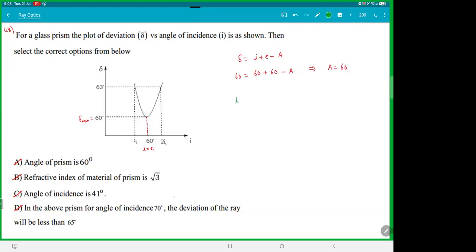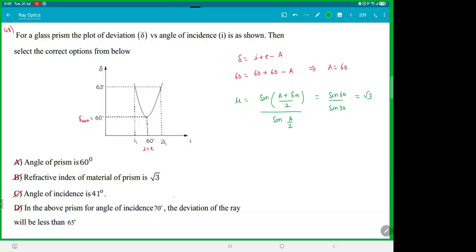Next thing. The refractive index formula: mu is equal to sine of (A plus delta minimum) by 2, by sine A by 2. A is 60, delta minimum is also 60. So this will be sine 60 by sine 30, which is root 3. So B is also right.